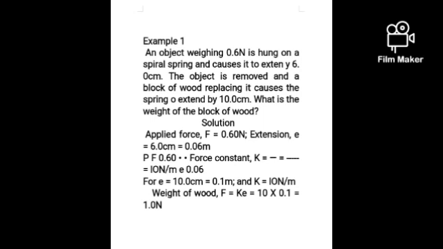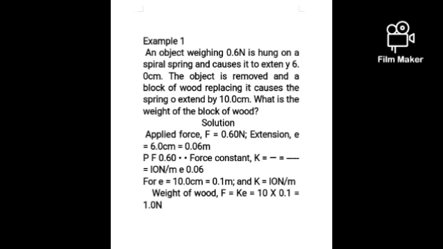Now, example 1. We are told that an object weighing 0.6 Newton is hung on a spiral spring and causes it to extend by 6.0 centimeter. Now the object is removed and a block of wood replaces it. What is the weight of the block of wood? Now we are given applied force F to be 0.6 Newton. Extension E is equal to 0.6 centimeter.